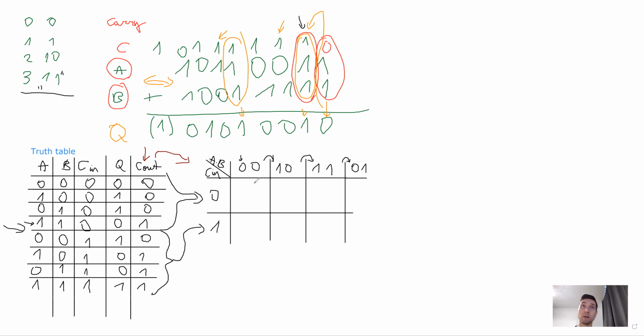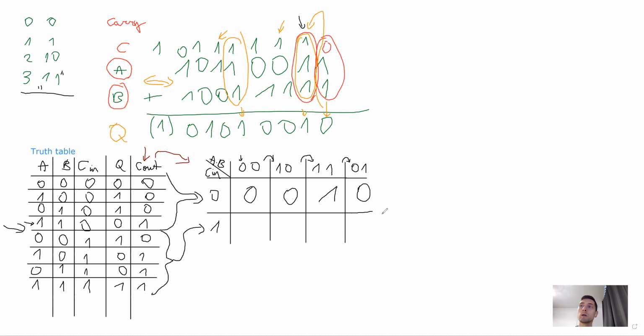Also, we can do it in our heads. It's not so complicated. So when we added 0, 0, and 0, the result was 0. When we added 0, 1, 0, the result was 1, but carry was 0. When we added 2 ones, it was 10, so carry was 1, and the result was 0. When we add 0, 1, and 0, the result was 0.